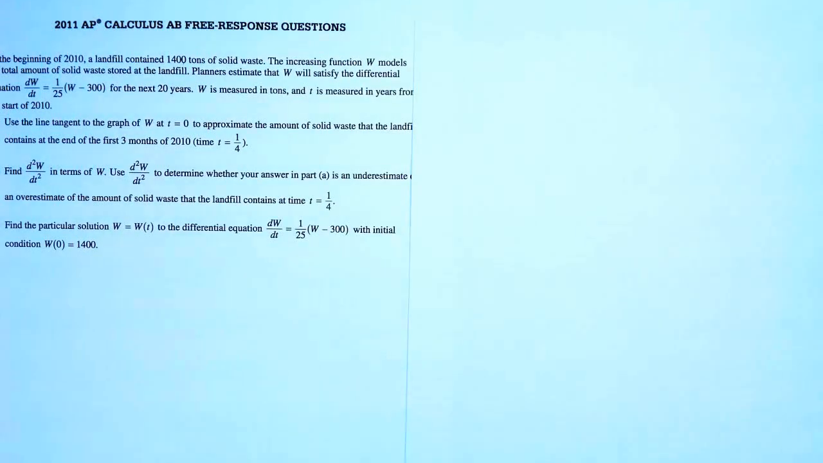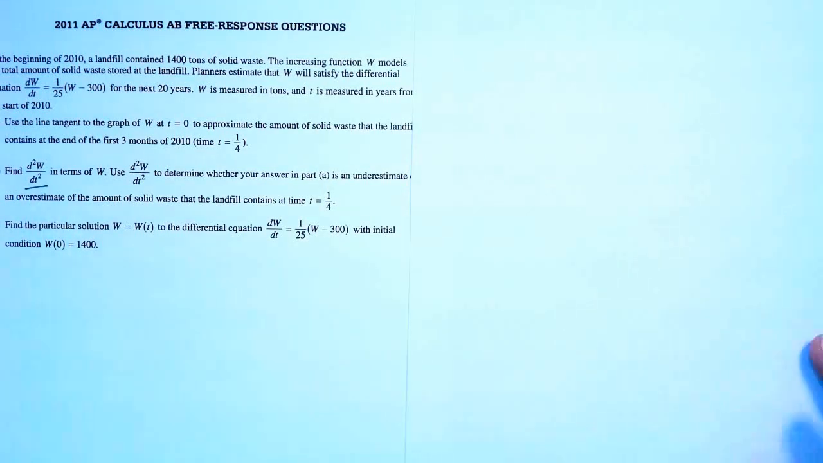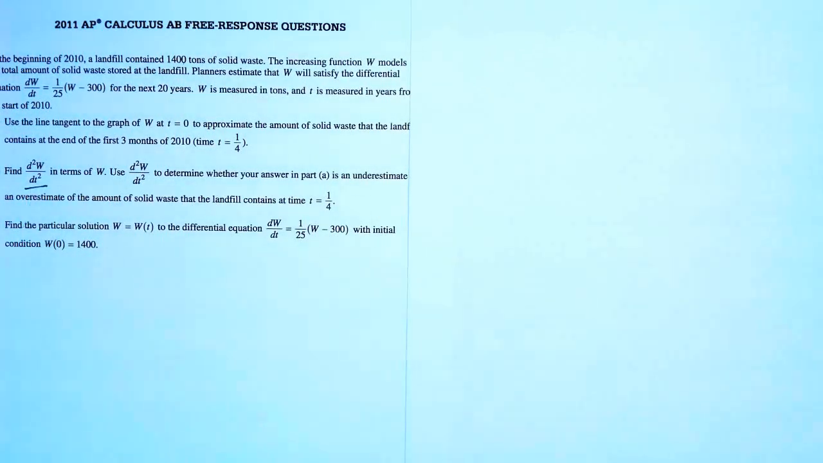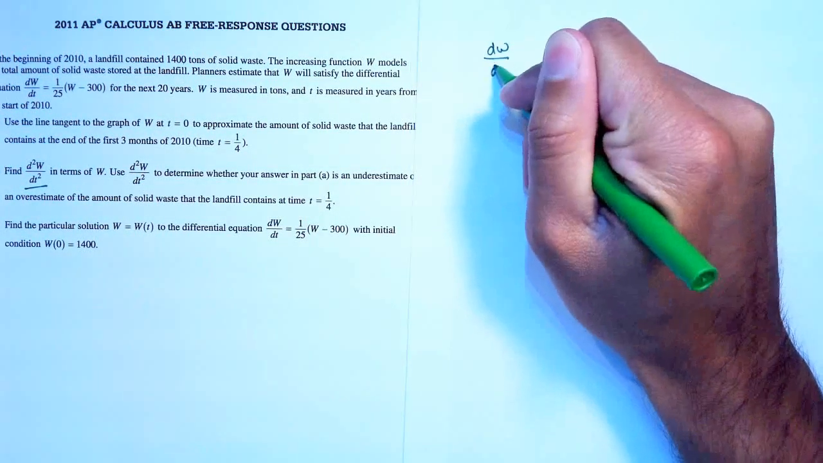So the first thing I'm going to do is find my second derivative, because this is always going to be the second derivative in terms of w. Remember, in terms of w, but with respect to t. So I'm going to write my equation that they gave me, because I already have the first derivative, so all I have to do is one more derivative.